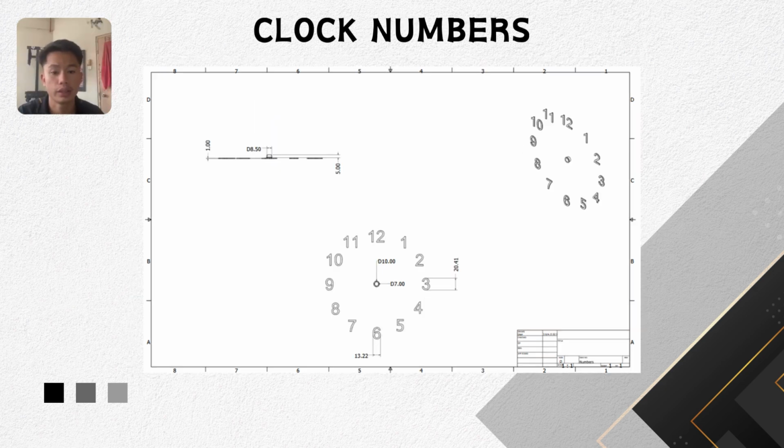This is the technical drawing of the clock numbers, which are attached to the clock face. The drawing includes top and isometric views. Each number has a diameter of 8.5 mm and thickness of 1.1 mm. The center alignment ensures the numbers are evenly distributed, forming the correct circular layout on the clock face.